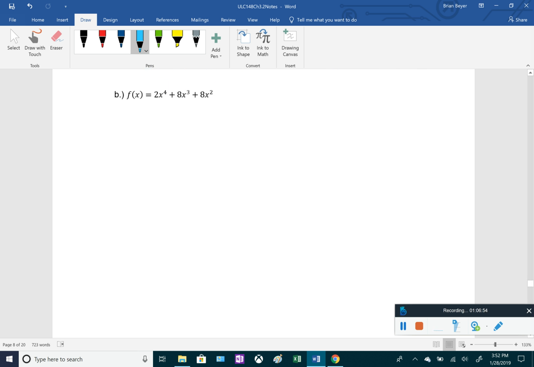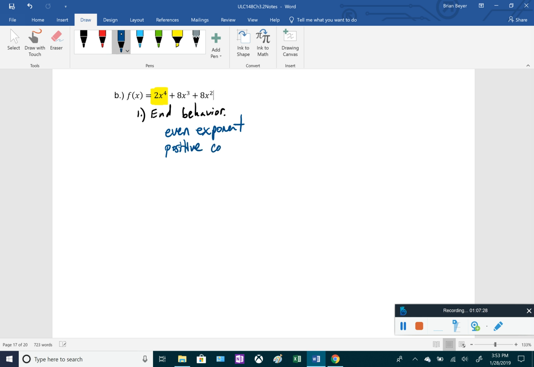Okay, so let's do the next one. So we have f of x equals 2x to the 4th plus 8x cubed plus 8x squared. So for this one, let's start off the same way, let's find the end behavior. So we have to find the leading term. So the leading term is 2x to the 4th. So this is going to be an even exponent and a positive coefficient. So that means it's going to rise to the left and rise to the right. So even exponent, positive coefficient, I think of y equals x squared, so it's a parabola opening upwards on both sides.